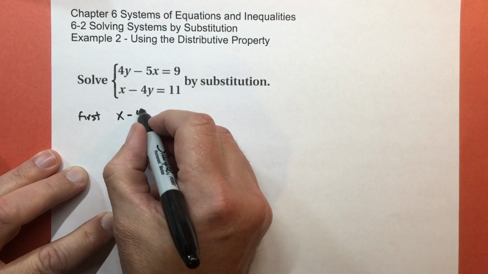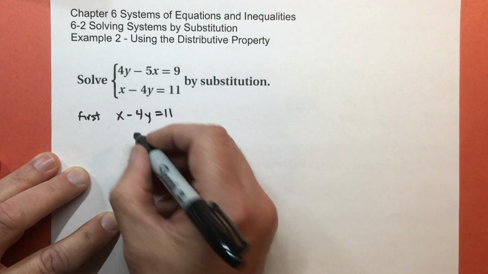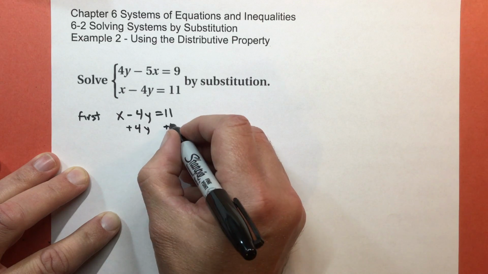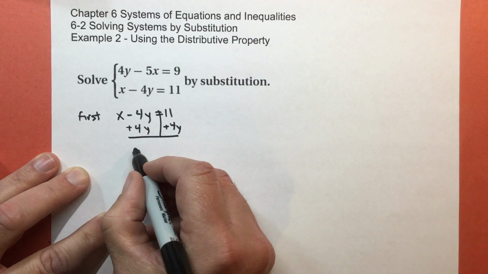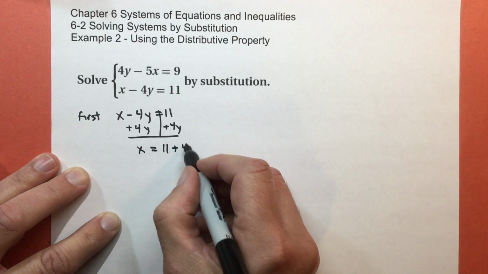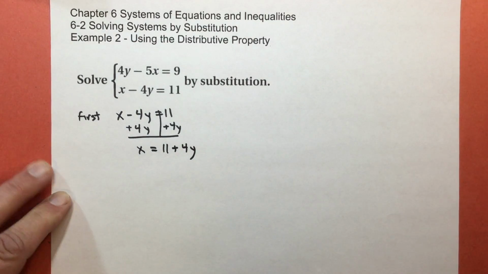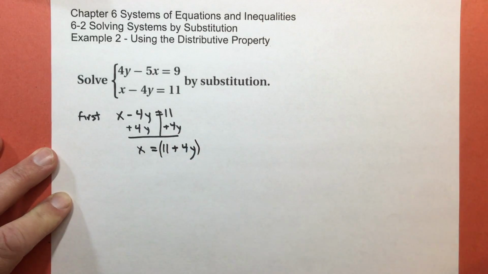x subtract 4y equals 11. And I'm going to add positive 4y to both sides. And I get x equals 11 plus 4 times y. All right, so I have x isolated, and this is the expression that equals x.